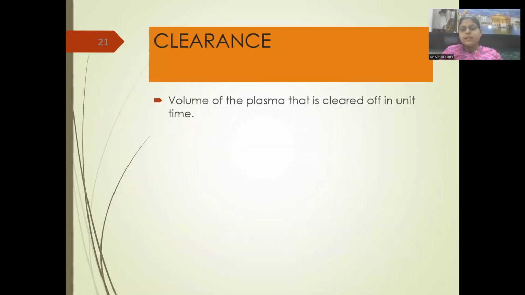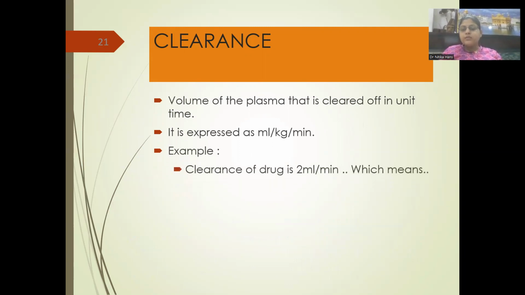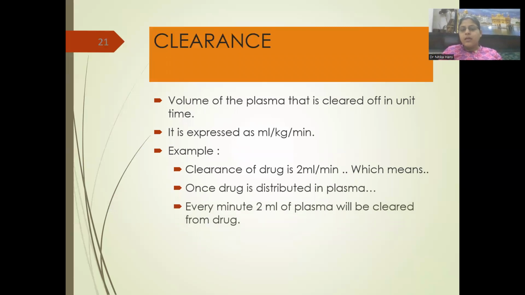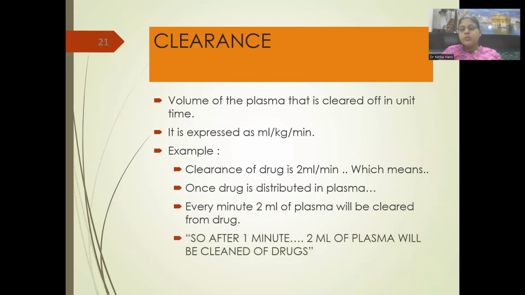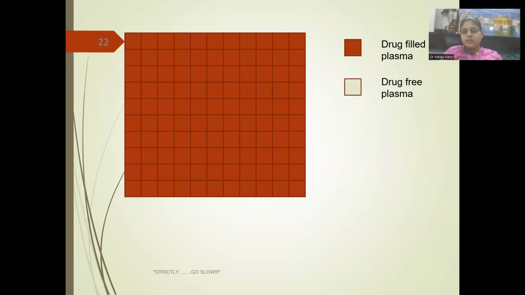Now, what is clearance? Clearance is the volume of plasma that is cleared off in unit time. It is expressed in milliliter per kg per minute. Example, if the clearance of a drug is 2 milliliter per minute, it means once the drug is distributed in the plasma, every 2 milliliter of plasma will be cleared of the drug. So after 1 minute, 2 milliliter of plasma will be cleared of the drug.